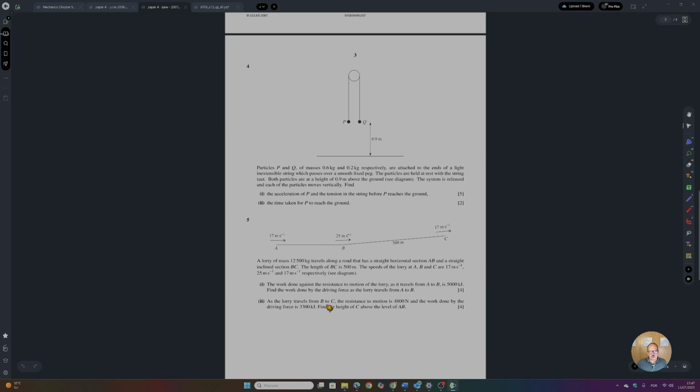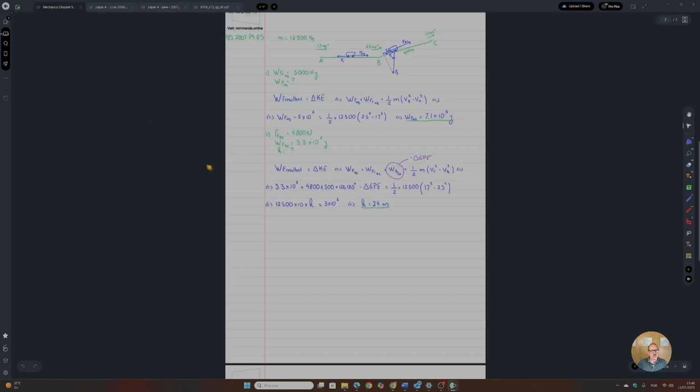Then, as the lorry travels from B to C, the resistance to motion is now 4,800 newtons and the work done by the driving force is 3,300 kilojoules. Find the height of C above the level of AB. Okay, so now you have a change of the values and you have to worry about the change in GPE or the work done by the weight, because now you have a change in height. The formula is still the same. The work done by the resultant force equals the change in kinetic energy.